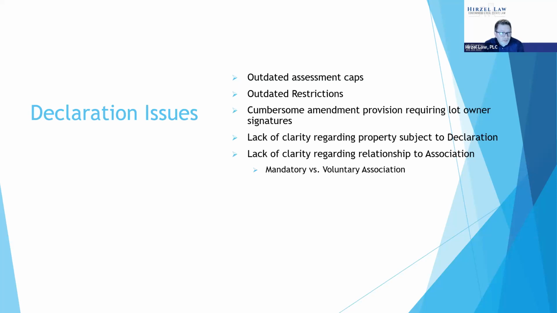With respect to declarations, we often see this in a lack of clarity regarding whether the association is intended to be a mandatory association or a voluntary association. Sometimes it's difficult to tell from the document itself, and the association may have been acting one way, but the documents say another.